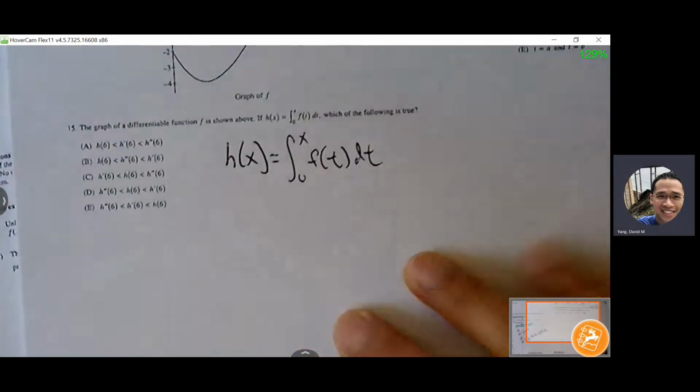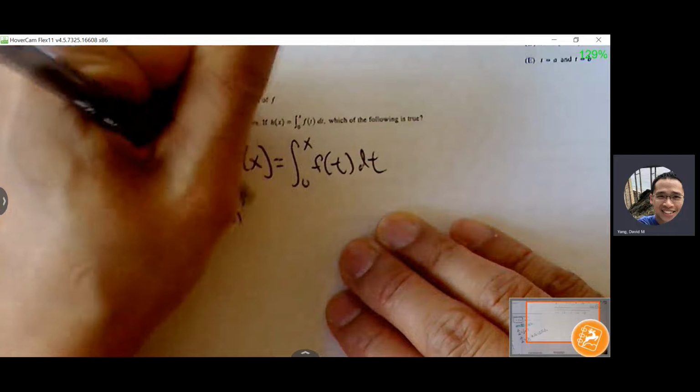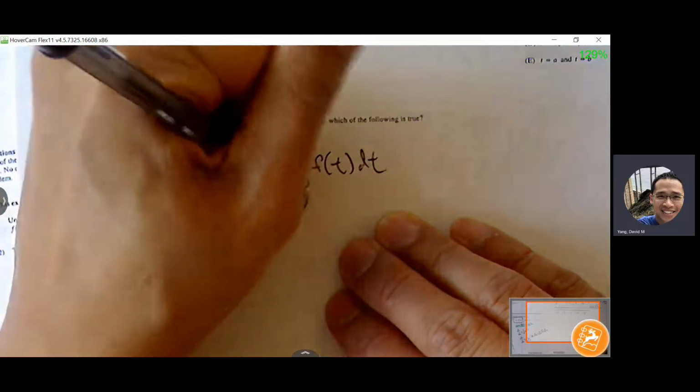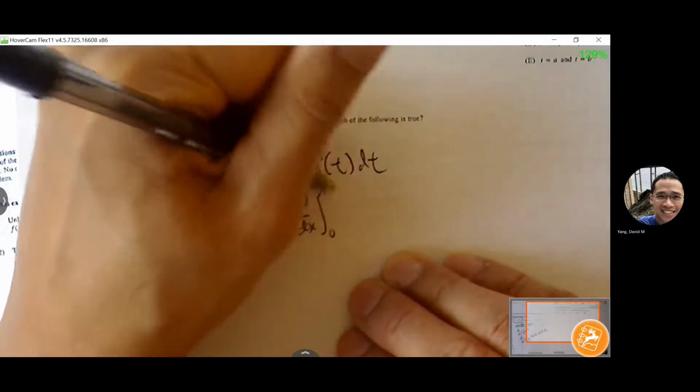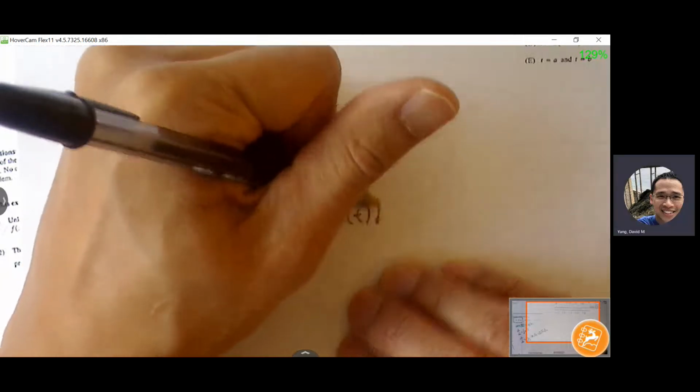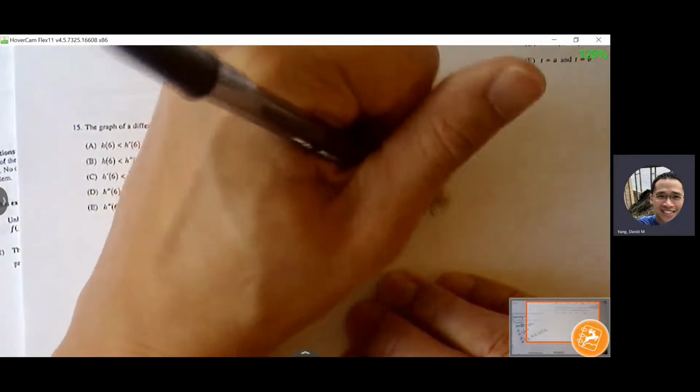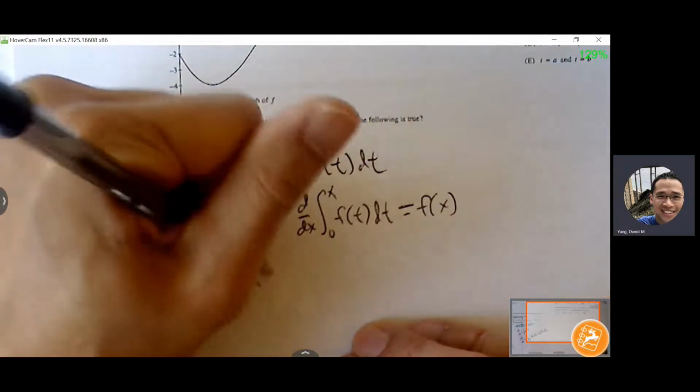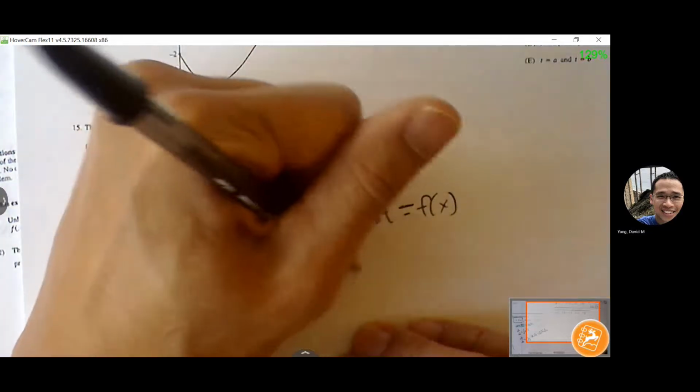I'm going to build each of the functions here. So h prime is just the derivative of this. Second theorem, which just takes us to f of x. h double prime is just f prime.